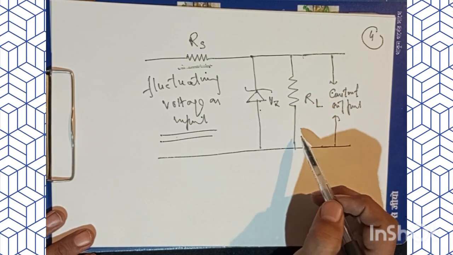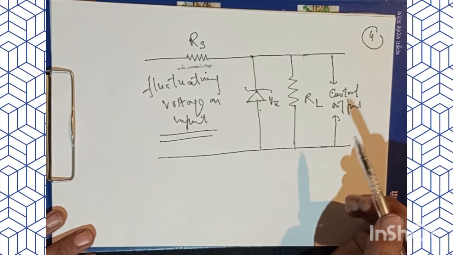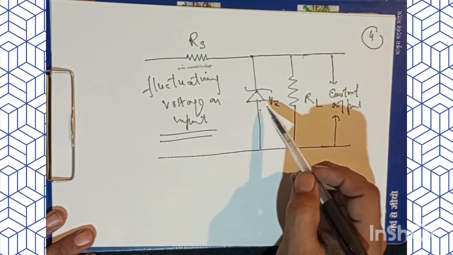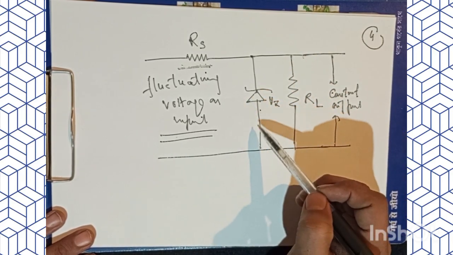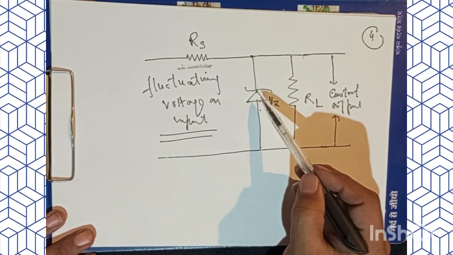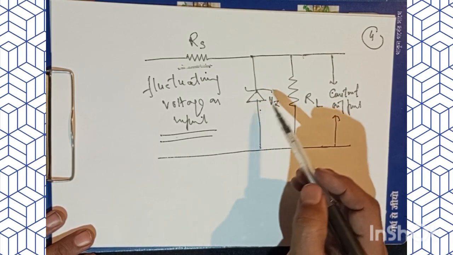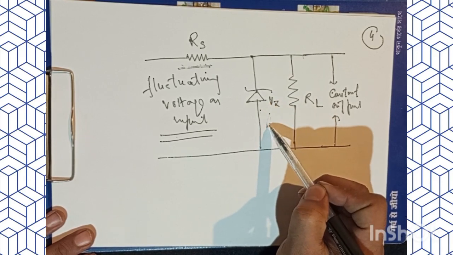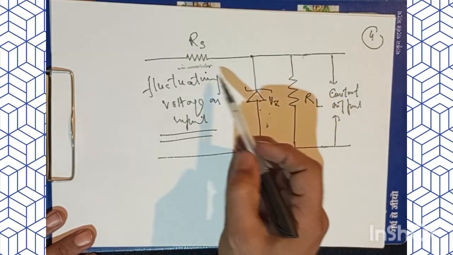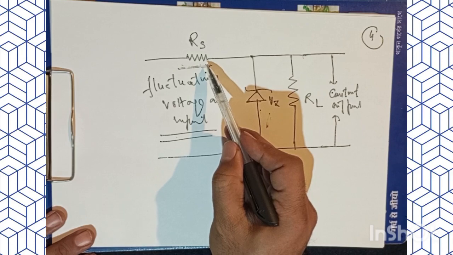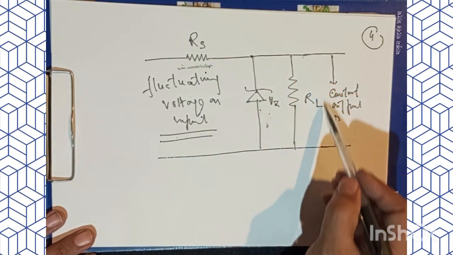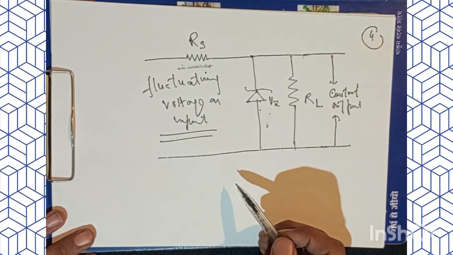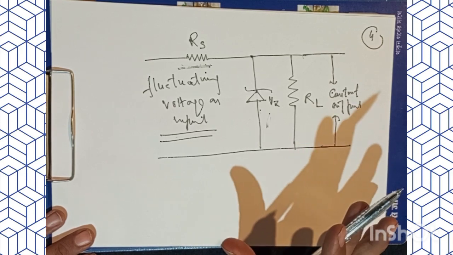Now, when the input voltage decreases, say for example, then what happens? The current through this diode also decreases. So now a small voltage drop takes place across the resistance Rs, and the output voltage across RL is maintained at the desired constant value.